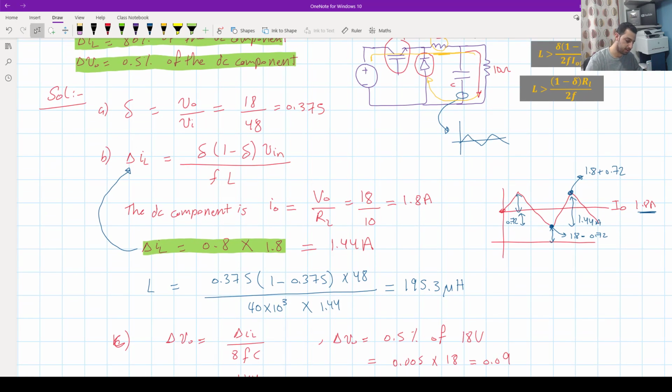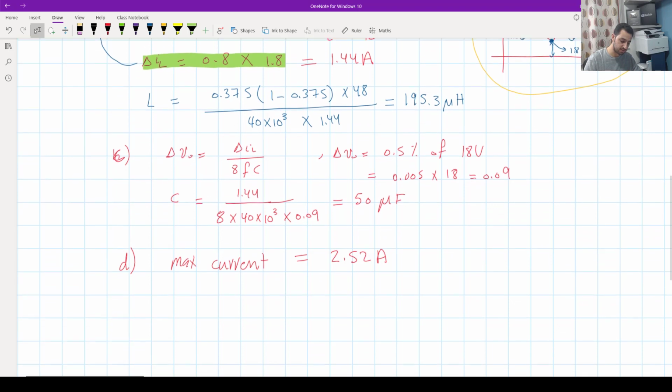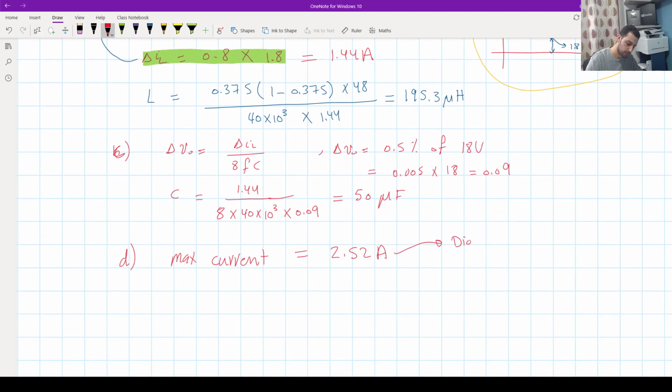We have seen here that the maximum inductor current, the maximum of the maximum, is this point here, and that point is 1.8 plus 0.72, which equals 2.52. So this is the maximum current. The maximum current that should go through the diode and the switch equals 2.52 ampere. What about the maximum voltage? That's for the diode and also the transistor.